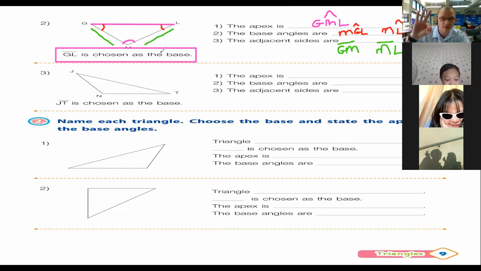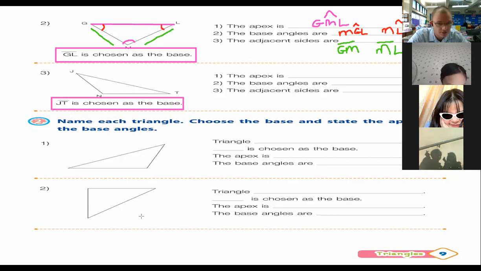So for number three, first thing we have to do is read the question. And the question tells us that JT is the base. So we write down or we draw the line to make sure we know which one is the base. Once we do that, to answer the question, it's very easy and we won't make a mistake because now we know where the base is. So we know the apex is on the opposite side.